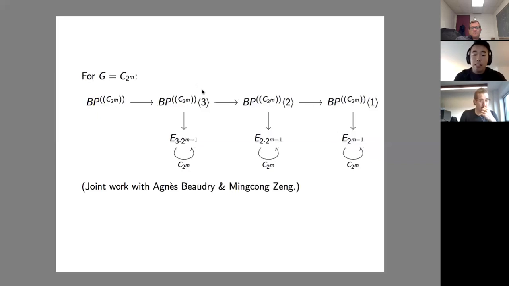So this is a joint project with Ines and Minkong. We showed that there exist good forms of E-theory with a G action that factor through each of these quotients. So we used formulas obtained from BPR⟨n⟩, and we constructed E-theories so that they admit factorizations, just like they do classically.